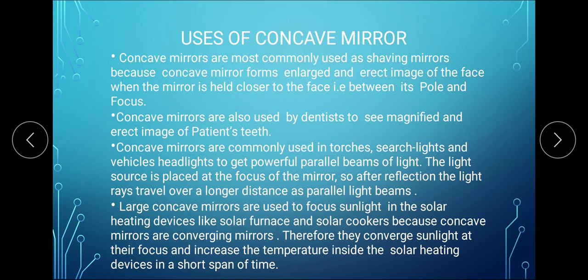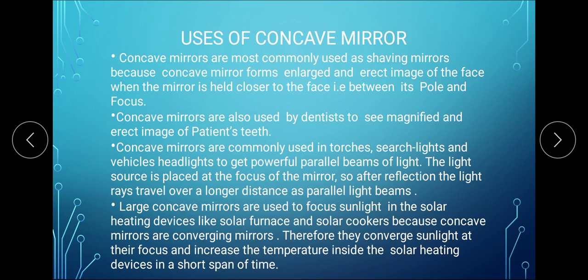So when the source is kept at the focus of these mirrors, after reflection the light will travel through a longer distance as parallel light beams, right? Which will help us to see a longer distance. Light will travel a longer distance as a parallel beam. Therefore, concave mirrors are widely used in torches, searchlights and vehicle headlights.